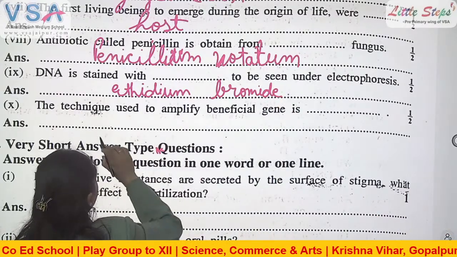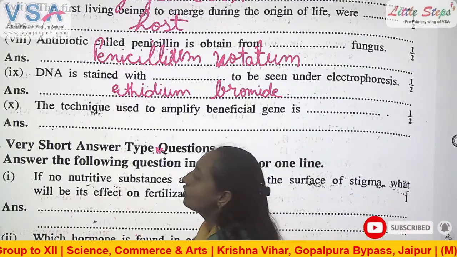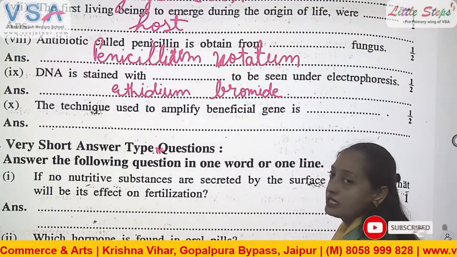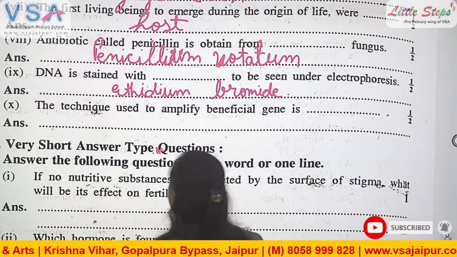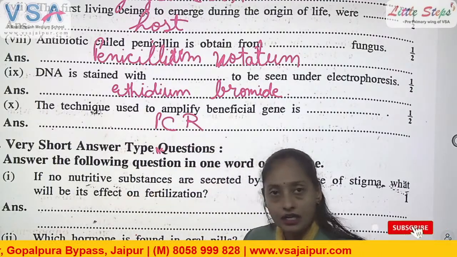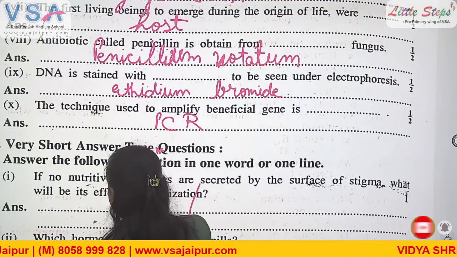Okay, now the technique used to amplify beneficial gene is. This technique is known as the PCR. Okay, so what is the right answer? PCR. This is the right answer. Now, very short question answers.